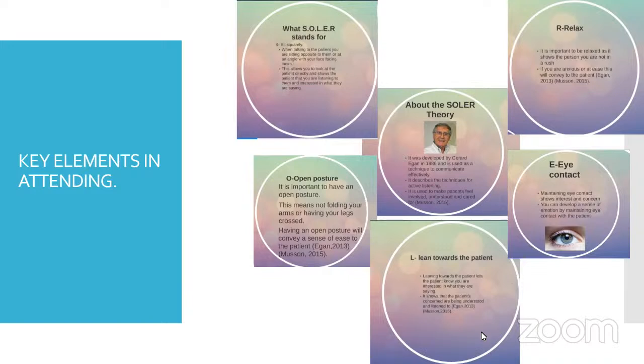Now, third is lean towards the patient. Leaning towards the patient lets the patient know you are interested in what they are saying. It shows that the patient's concerns are being understood and listened to. Then is eye contact. Maintaining eye contact shows interest and concern. And then relax. It is important to be relaxed as it shows the person you are not in a rush.